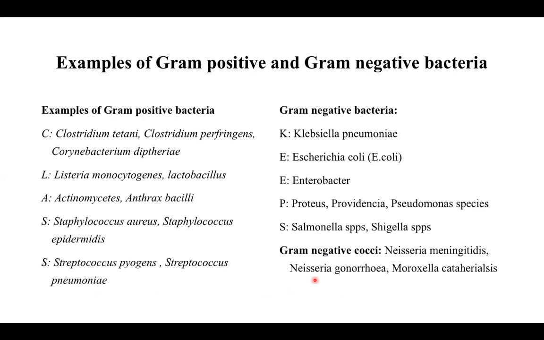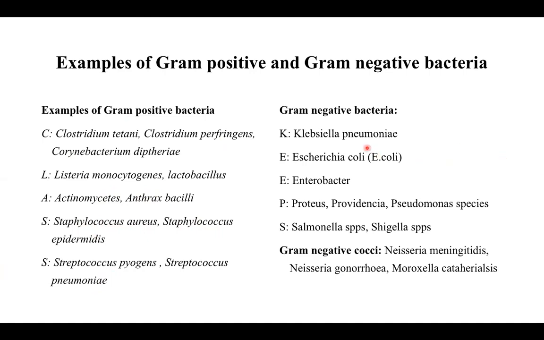These are a few examples of gram-positive and gram-negative bacteria. The examples for the gram-positive bacteria follow the mnemonic CLASS. C stands for Clostridium tetani, Clostridium perfringens, or Corynebacterium diphtheriae. L stands for Lactobacilli or Listeria monocytogenes. A stands for Actinomycetes or anthrax bacilli. S stands for Staphylococcus aureus, Staphylococcus epidermidis. S stands for Streptococcus pyogenes or Streptococcus pneumoniae.